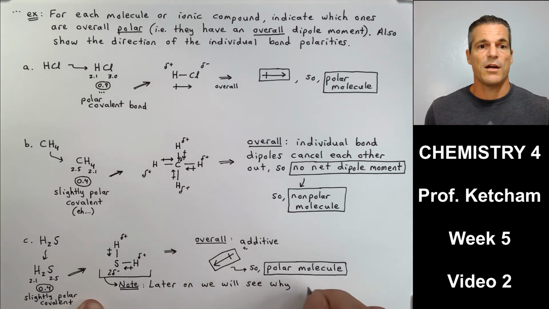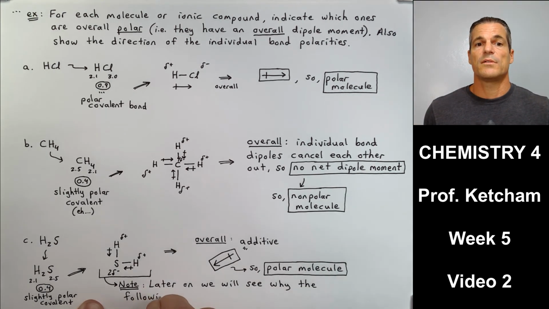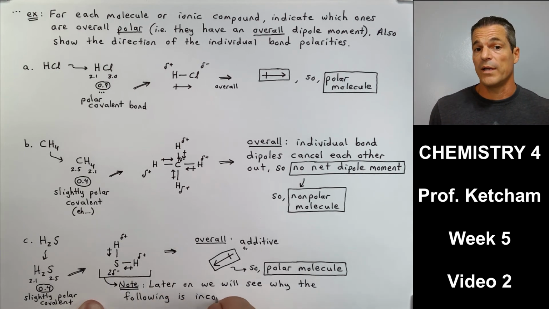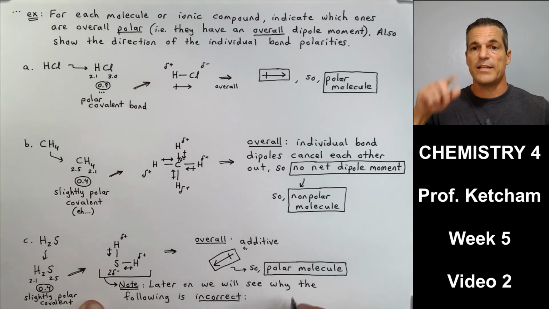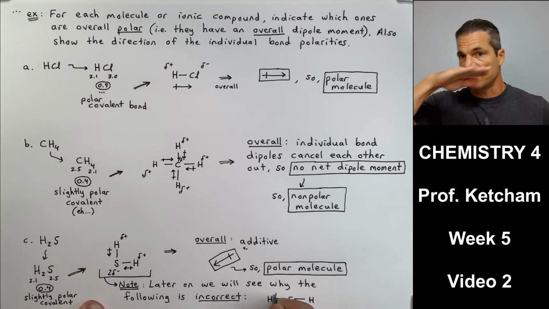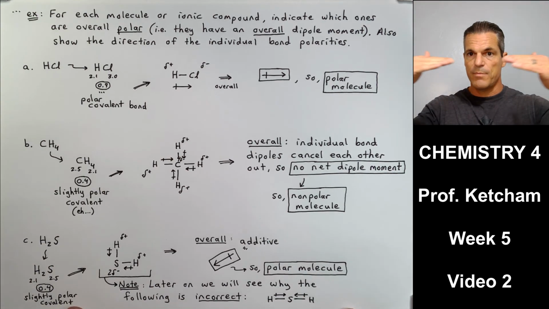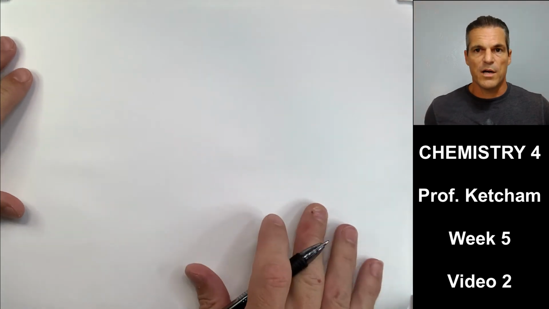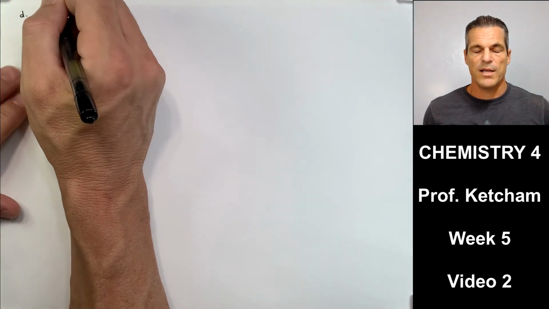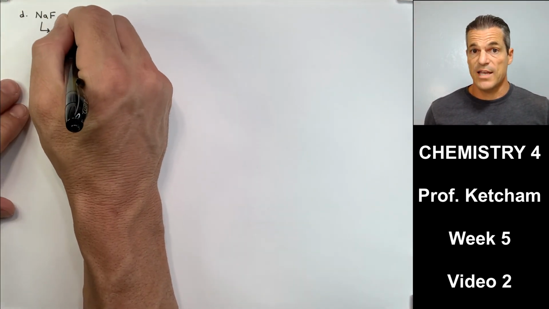Now, just a note there on that structure. Later on we will see why the following is incorrect. If you were to draw H, S, H in a straight line, you would suspect maybe it's nonpolar. We'll learn later on, when we talk about Lewis structures and VSEPR theory, why that's not necessarily the case.